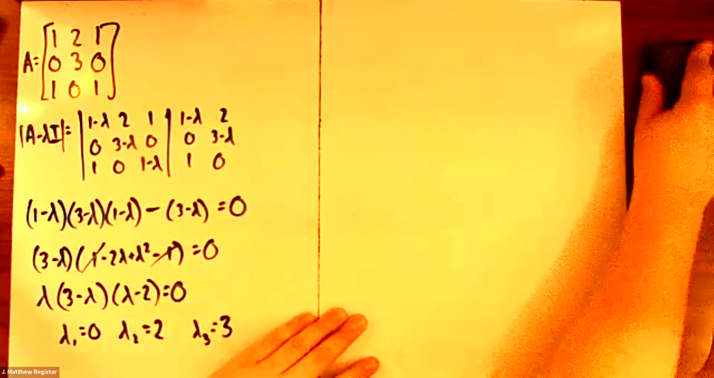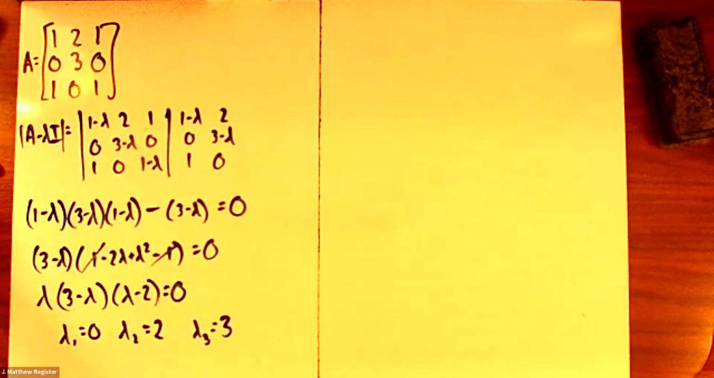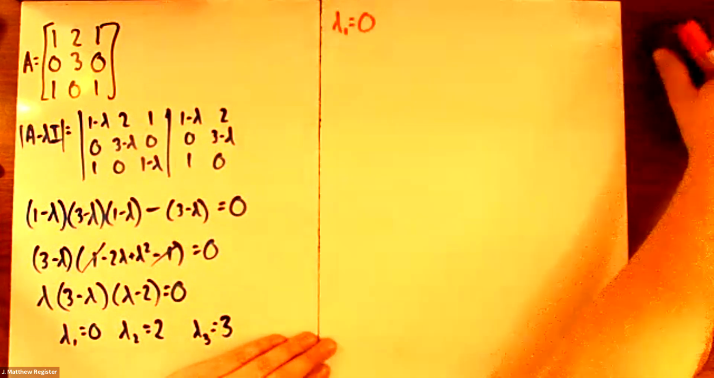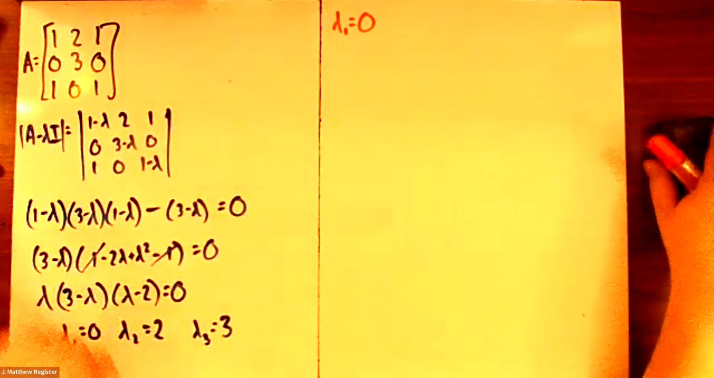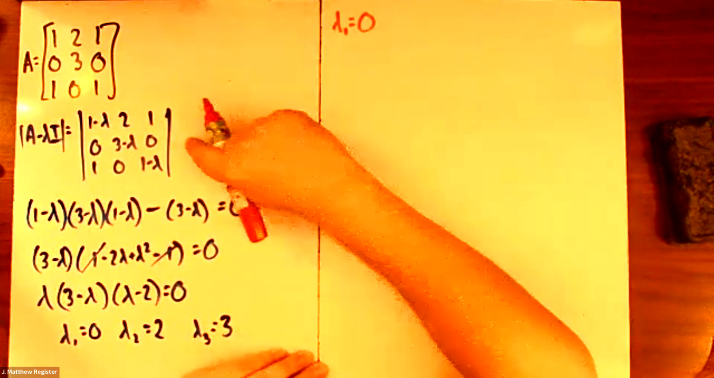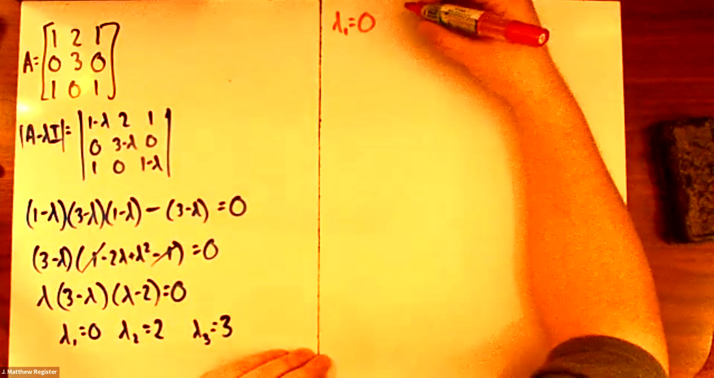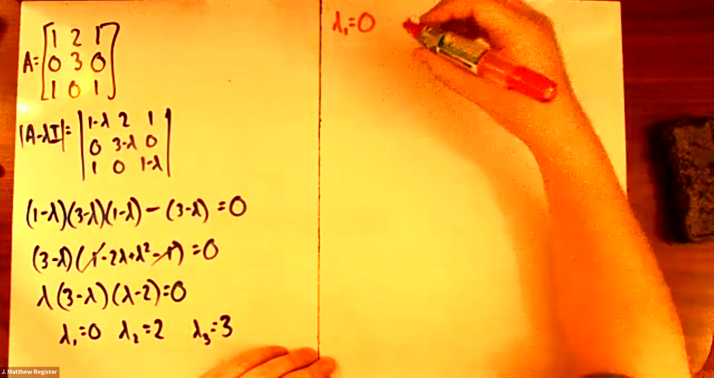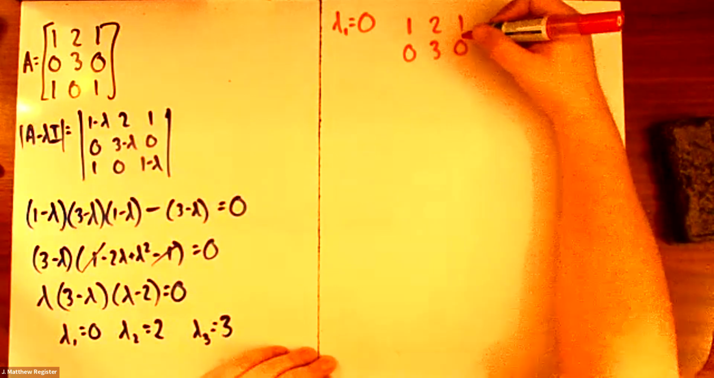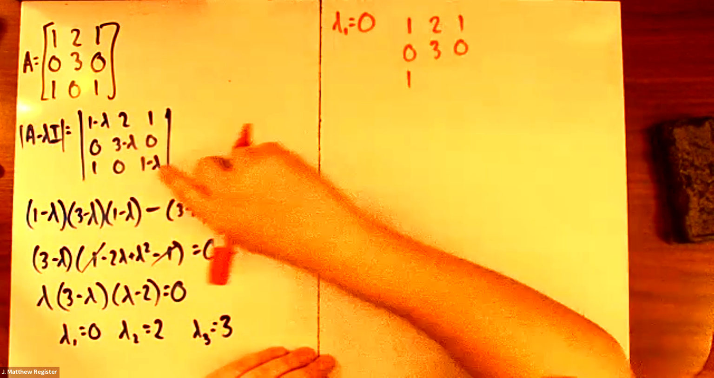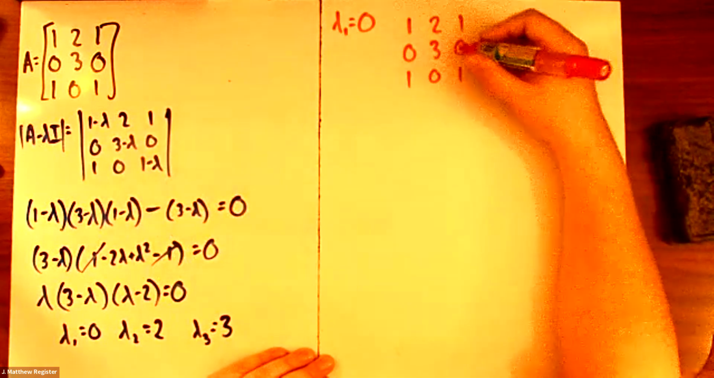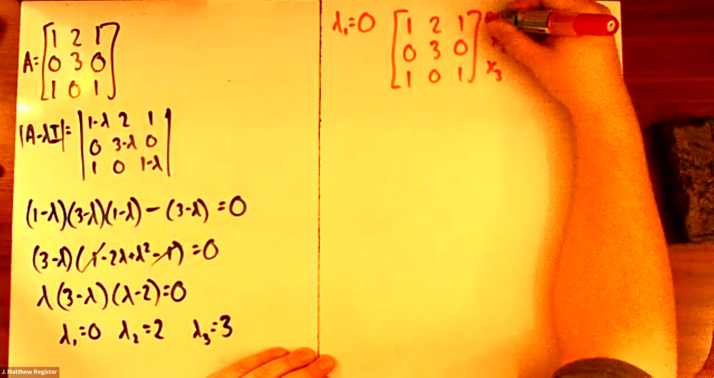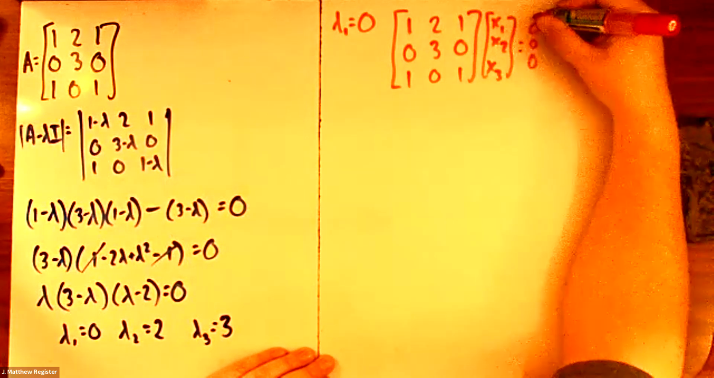So now comes the tricky part. We have to find the eigenvectors for this 3 by 3 system. For lambda 1 equal to 0, I'm just going to get rid of this bit here so that we can see our matrix again. We are going to have this equation. It is going to be 1 minus 0, which is just 1, 2, 1, 0, 3, 0, and then a 1, and then a 0, 1, times x1, x2, x3, equals 0, 0, 0.